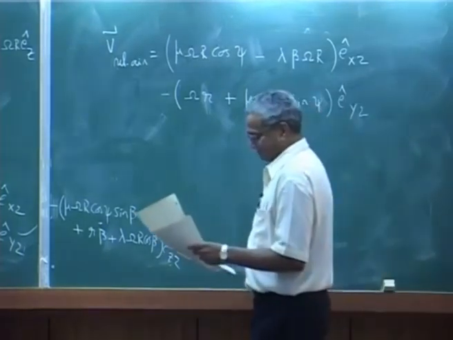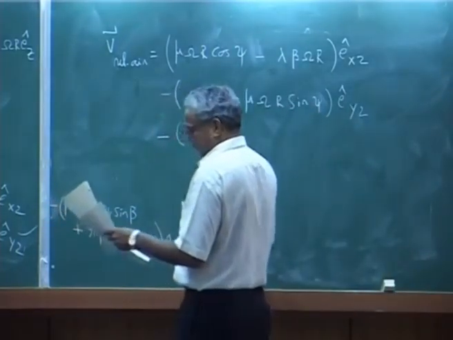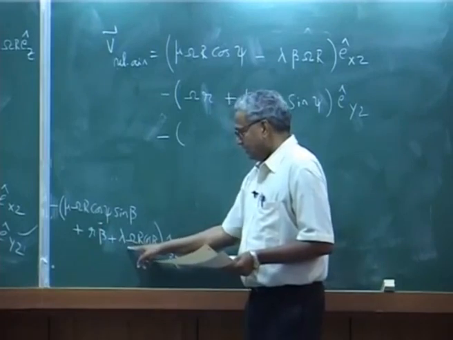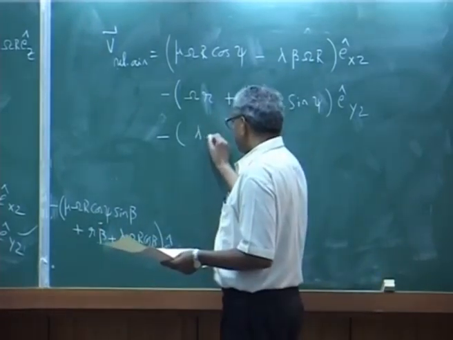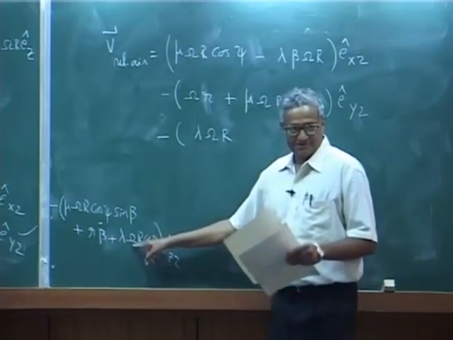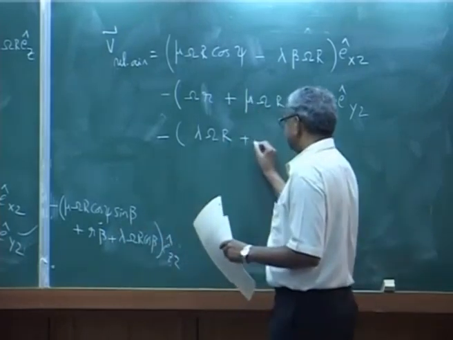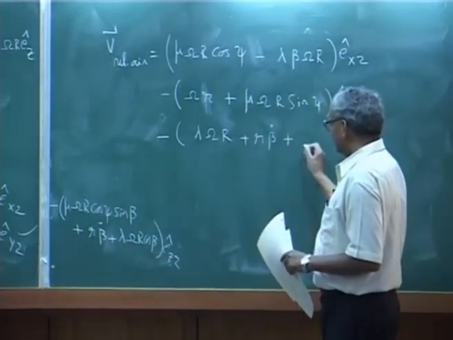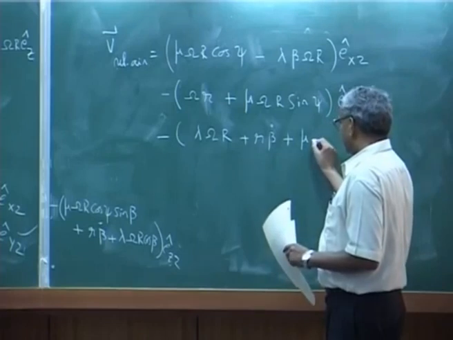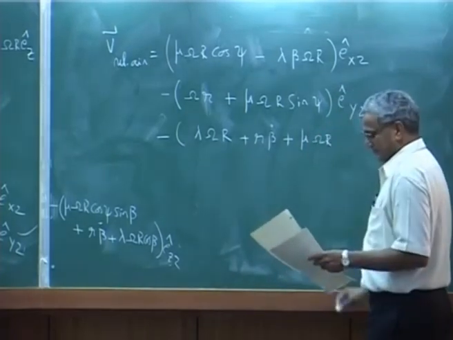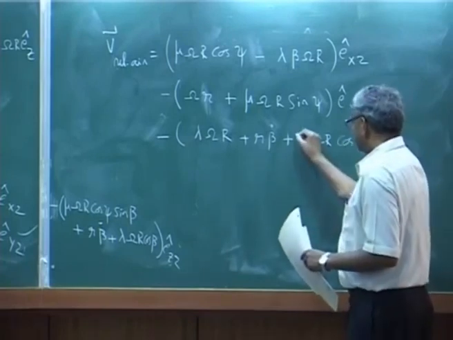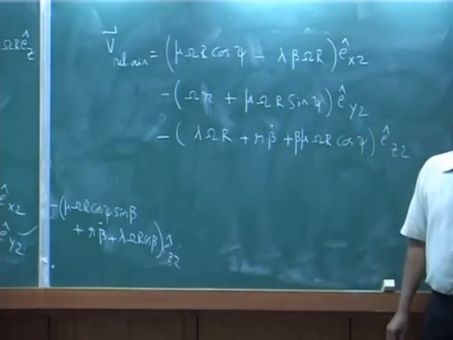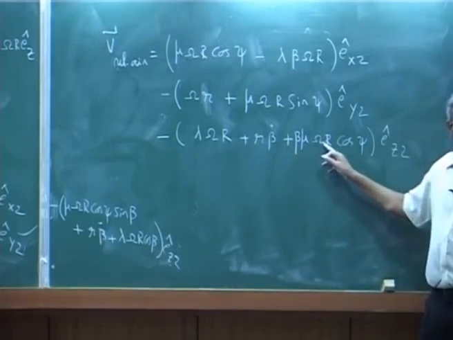and then minus lambda omega r, because I am writing this expression first, then r beta dot, then this expression plus mu omega r cosine psi into beta. Please understand, there is a beta mu omega r cosine psi.